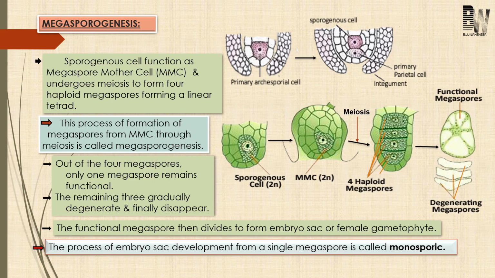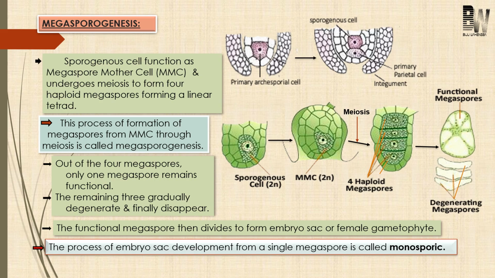And these 4 megaspores are arranged in linear form. That means they are arranged in a straight line. And of these 4 megaspores, 3 megaspores which are present towards the micropylar end will degenerate and finally disappear, and thus only one megaspore will remain functional.